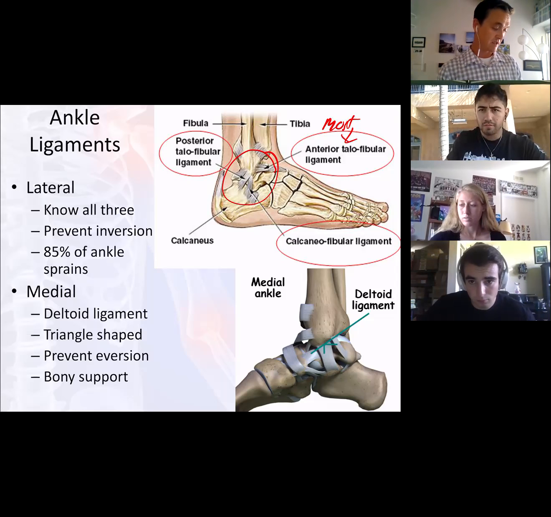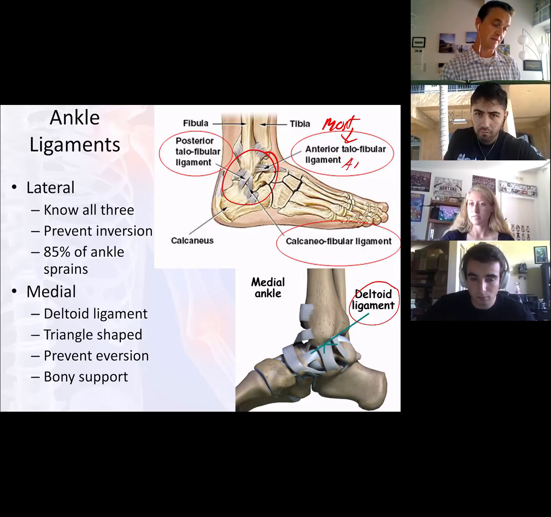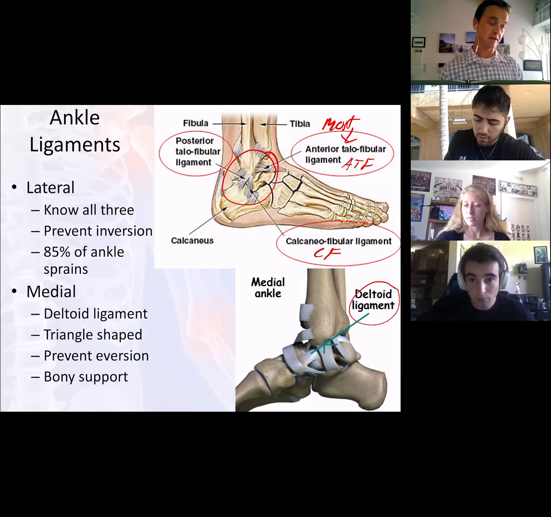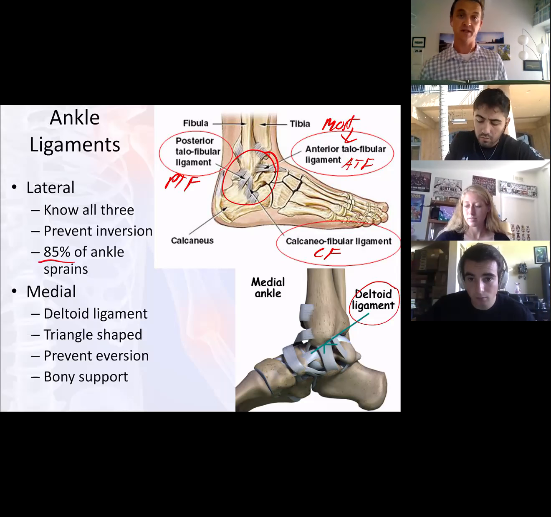You need to know that one, as well as the deltoid ligament. So the ones on the lateral side are the ATFL, the anterior talofibular ligament, the CF ligament, the calcaneofibular, and the PTF ligament, the posterior talofibular ligament. Those are the ones that we most commonly sprain. 85% of ankle sprains occur on the lateral side.